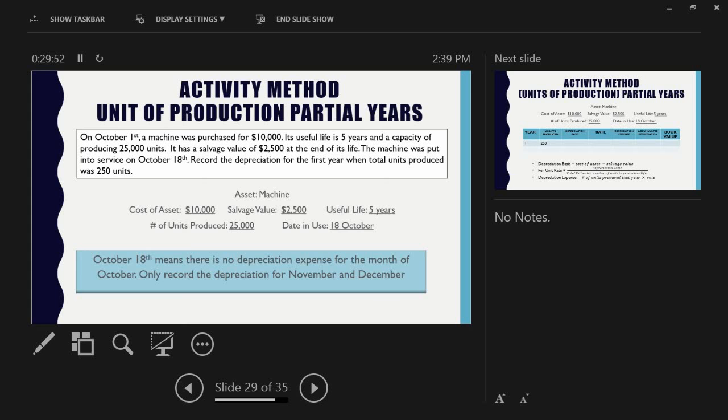So, do we have all 5 components? Yes, we do. We have the asset cost, we have a salvage value, we have a useful life or number of units produced, and we also have the date in service. Now here, what I put in blue is October 18, which means no depreciation expense for the month of October. So what does that mean? You need to depreciate only November, December.